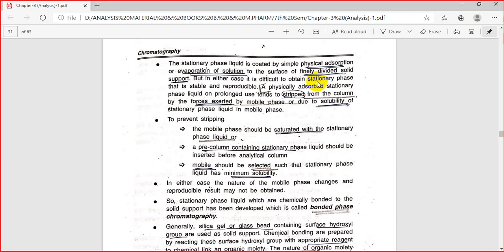Or pre-column. Another prevention you can do is to select the mobile phase in such a way that the stationary phase liquid used for preparing the stationary phase has minimum solubility in that mobile phase. So these are the three preventive measures for avoiding stripping of our stationary phase from the column.